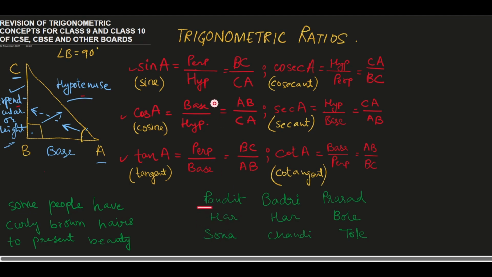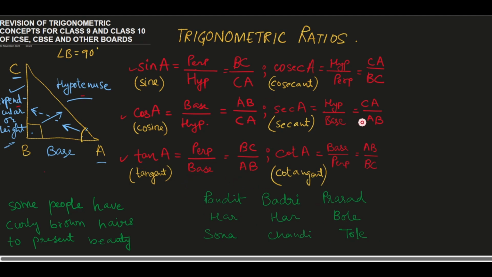Now see, P here stands for perpendicular. H here stands for hypotenuse. And S here stands for sine. B here stands for the base. H here stands for the hypotenuse. And C here stands for cos. Now the next one: P here stands for perpendicular, B stands for base, and T stands for tan.